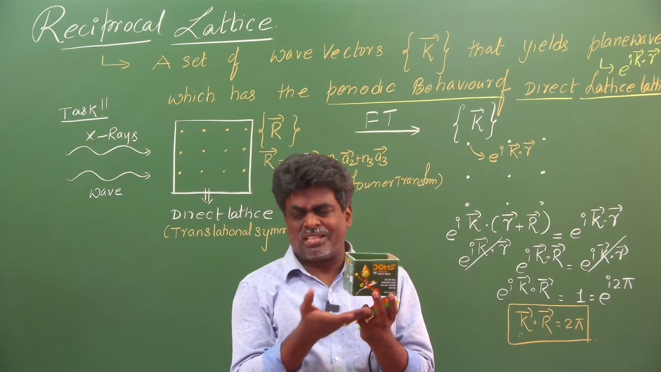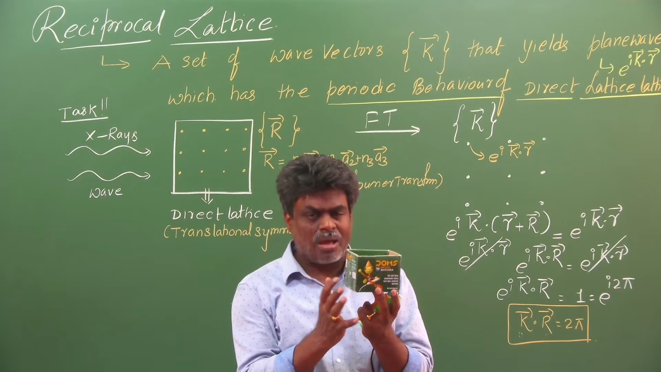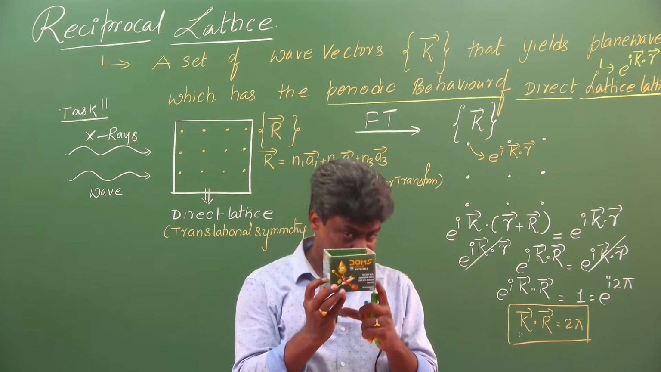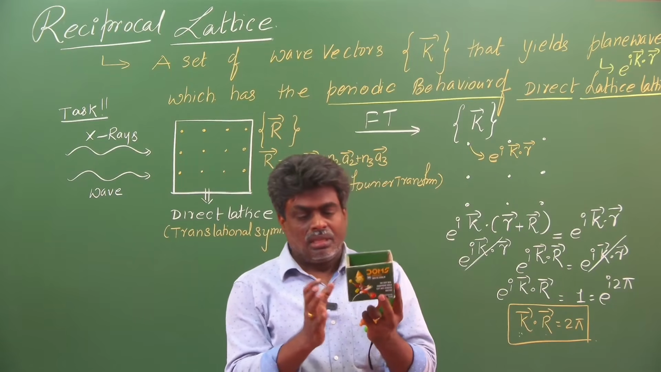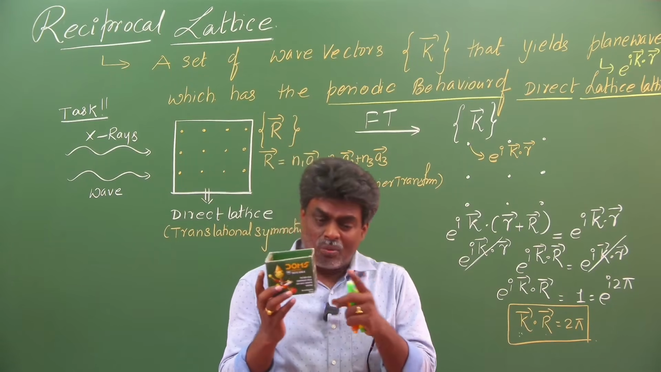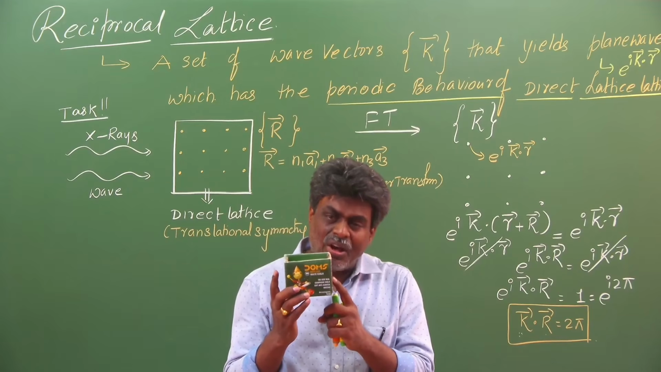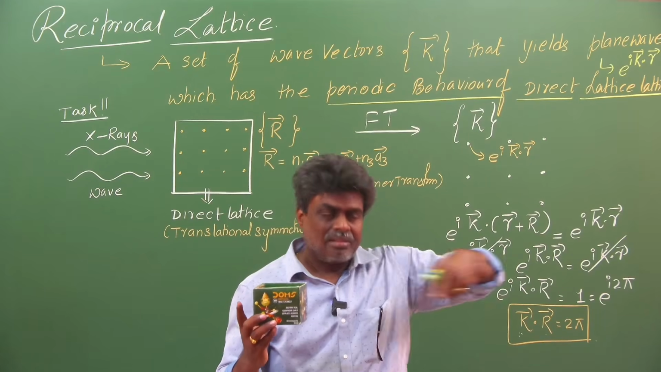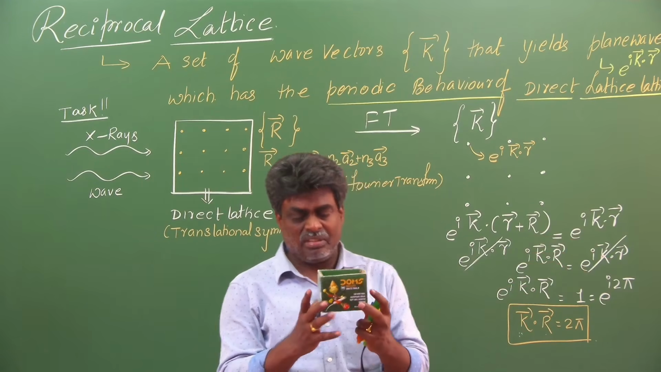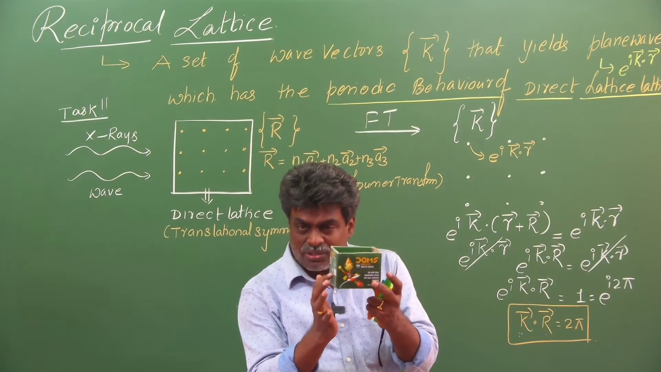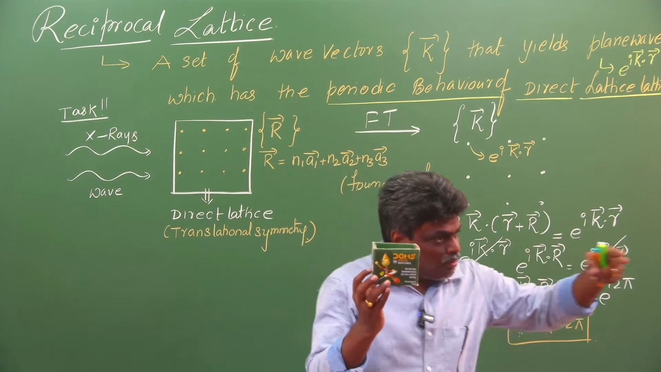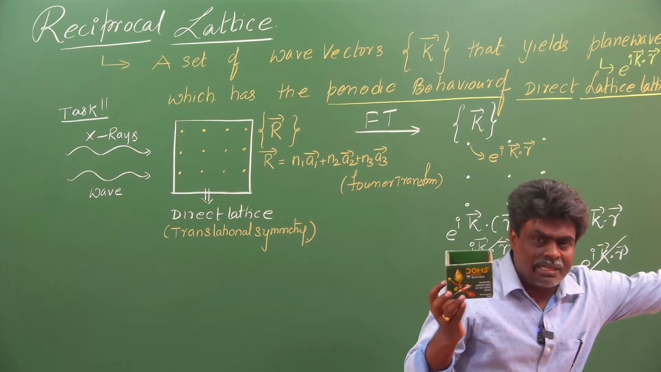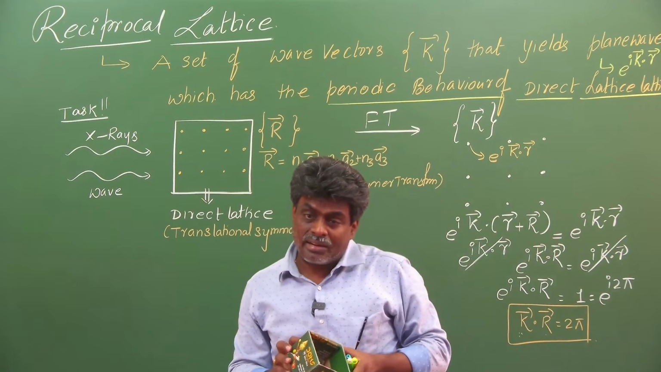Take any axis, x axis or y axis. Take x axis: 1, 0, 0. This one. If this is 1, 0, 0, what is this? 1, 0, 0. Why? A set of parallel planes. This is 1, 0, 0 and this is again one more plane, one more plane, one more plane, like that. How many planes are there?